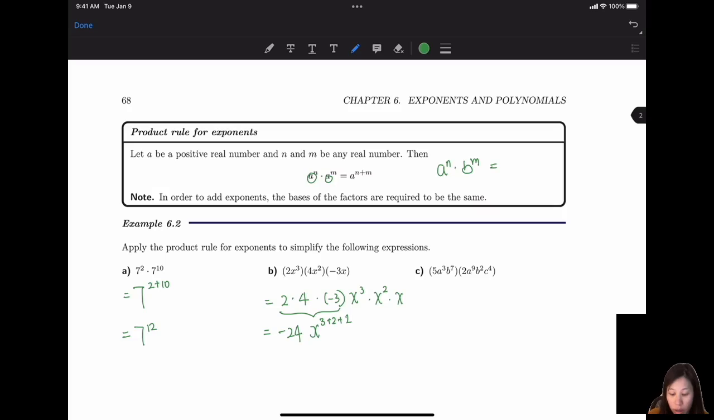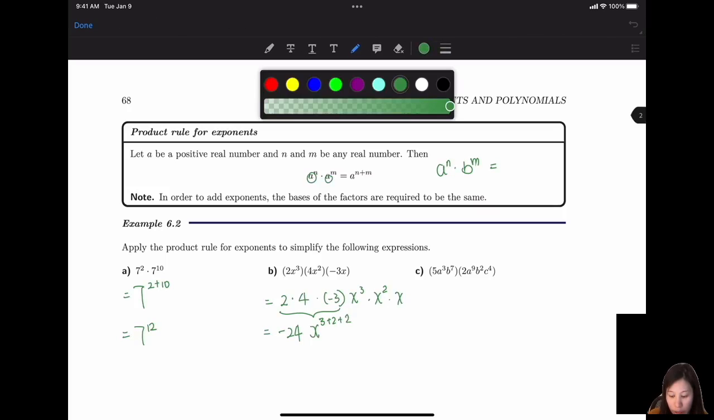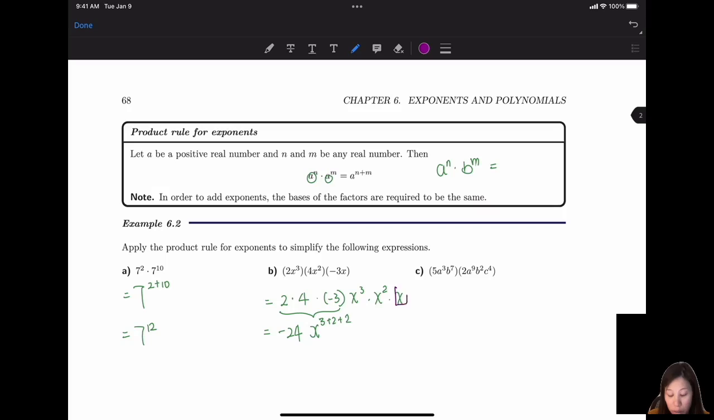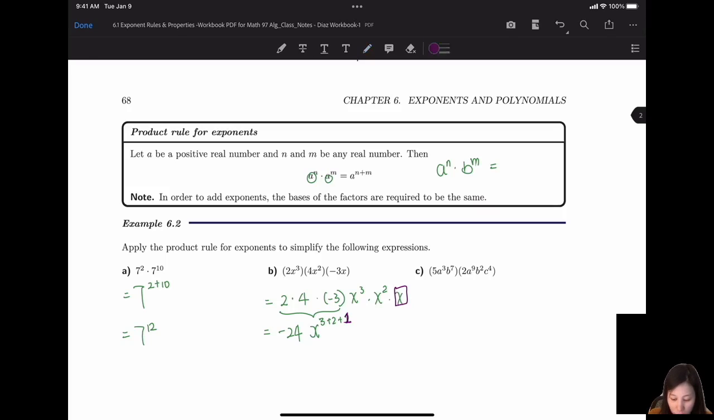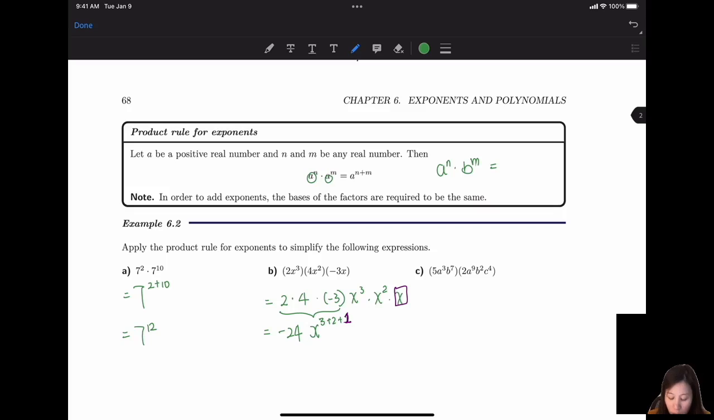So this one seems like it didn't have an exponent. That means the exponent is equal to 1. So that's why here is 1. Okay, so this is equal to negative 24x to the 6th power.